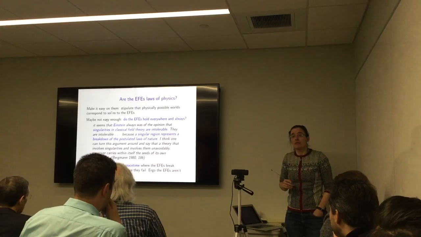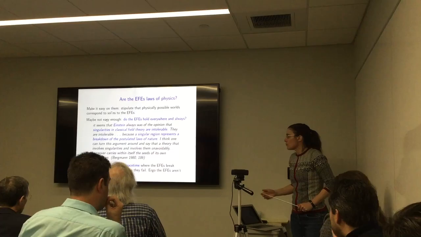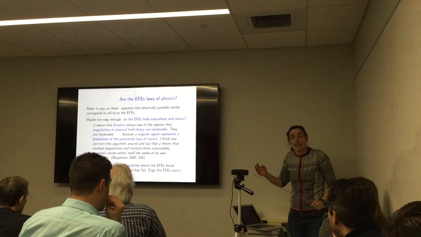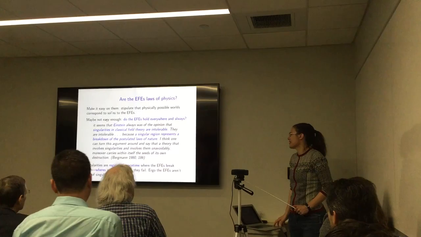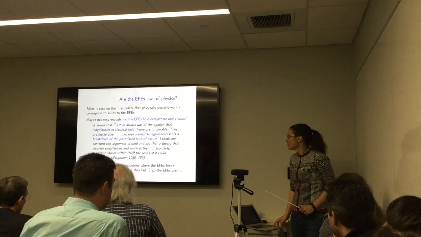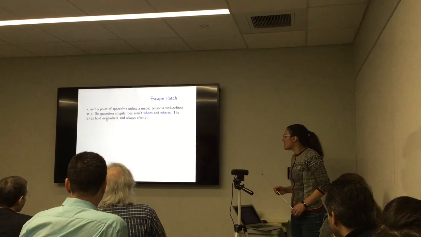Well, if there are wheres and whens where the Einstein field equations don't hold, they fail to exhibit this property we think laws have, universality, holding everywhere and always. So, quick, dirty argument: the Einstein field equations turn out not to be laws of singular spacetimes, and maybe they're thereby disqualified from being laws at all. Again, not endorsing this argument, just showing what kind of considerations it mobilizes. We have a kind of standard escape hatch.